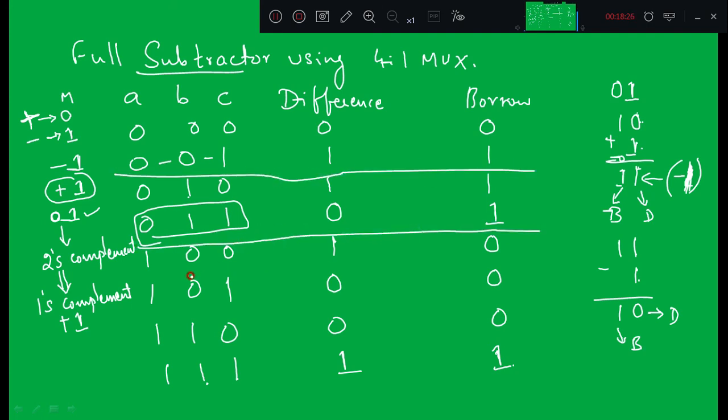Again consider A and B as the select lines, and C will appear on the data line, right? So carry on with this design. The difference column is the same as the sum column of the full adder. So that part of the design will remain the same, only the borrow part will change. So this ends the design of Boolean functions using different kinds of multiplexers. In the next slide we will discuss carry look ahead adder.